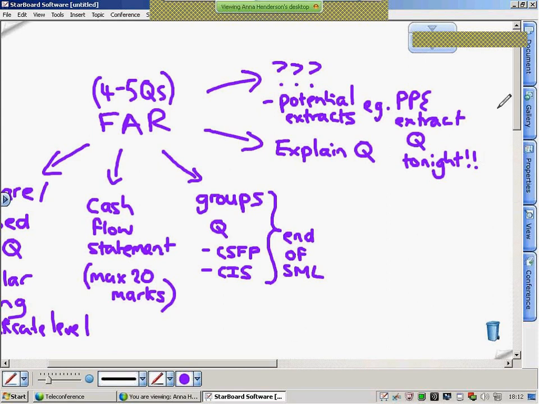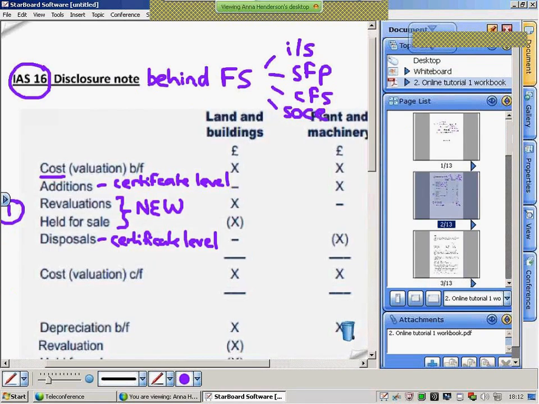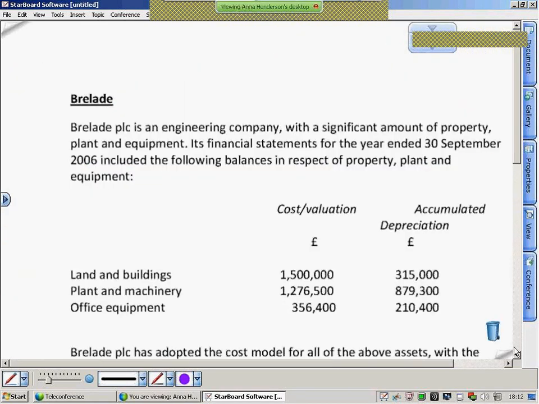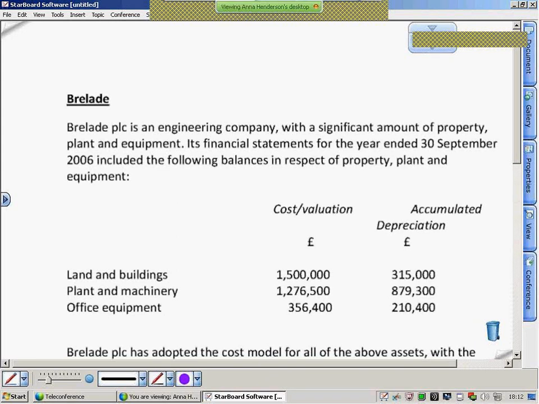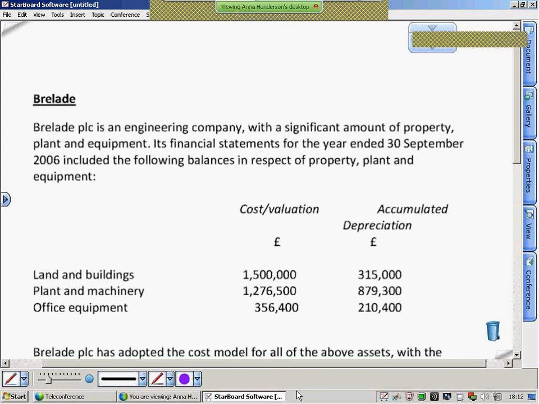Let's go into that question then. So if we go back to the workbook, I want you to turn over the page. This is actually an old financial accounting question, but we know that financial accounting forms a big basis of FAR, and therefore something like this would definitely be potentially in the exam, and we want to make sure you're nice and prepared for it. So what I want you to do is have a read through the question first of all.